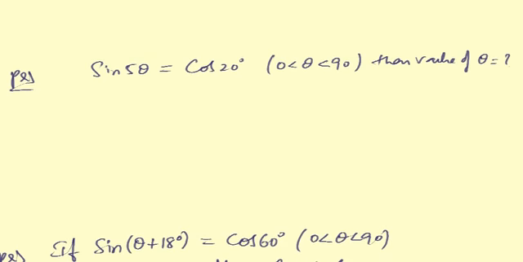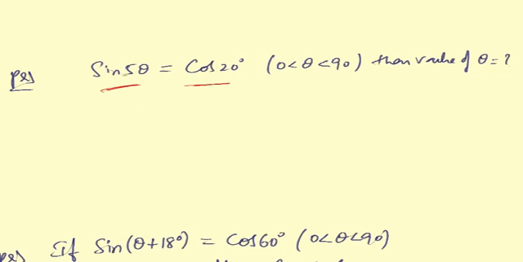It is given, friends, sin 5 theta is equal to cos 20. In the earlier class we have seen that if sin and cos are equal and the angle is not given, we can say that the angle is equal to 45 degrees. But here the angle is mentioned, friends, so don't say 5 theta is equal to 45 degrees, because here the angle is mentioned.